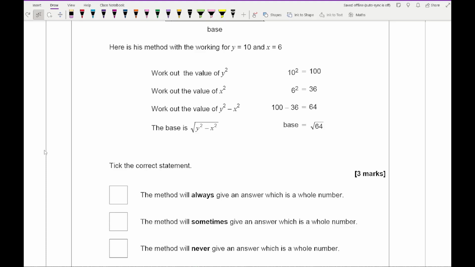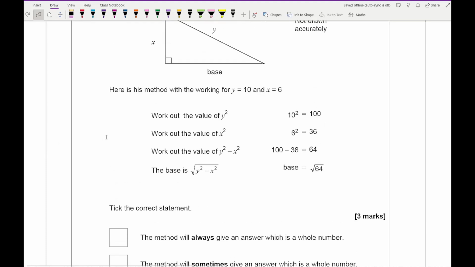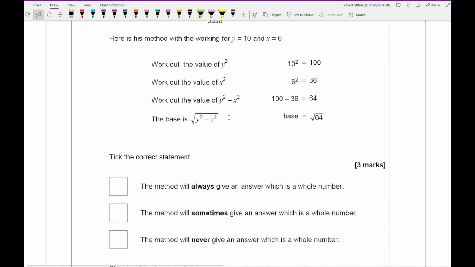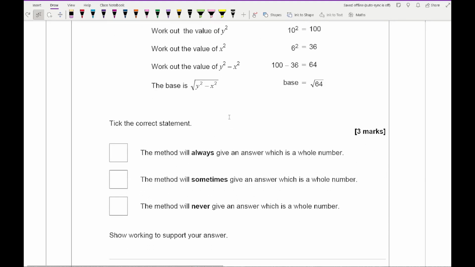Now for this, what you need to do is use your knowledge of Pythagoras, and if you've had enough practice, which I'm sure you have, in terms of working this out. As you're probably aware, when you are working out the base or any length of a right angle triangle using Pythagoras, your answer will sometimes be a whole number, but also most likely it's going to be a decimal number. So the one we need to tick is this one here.